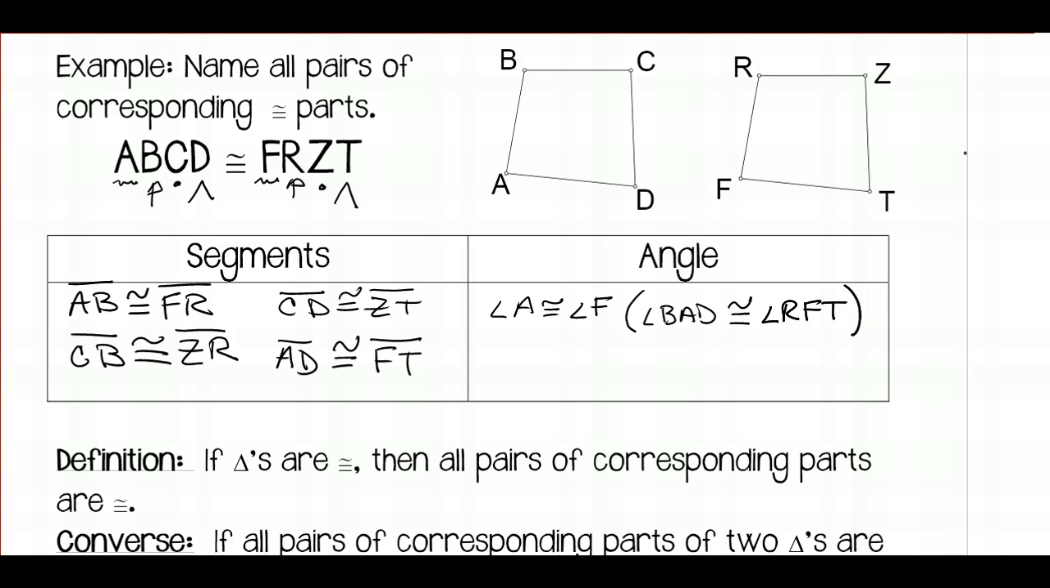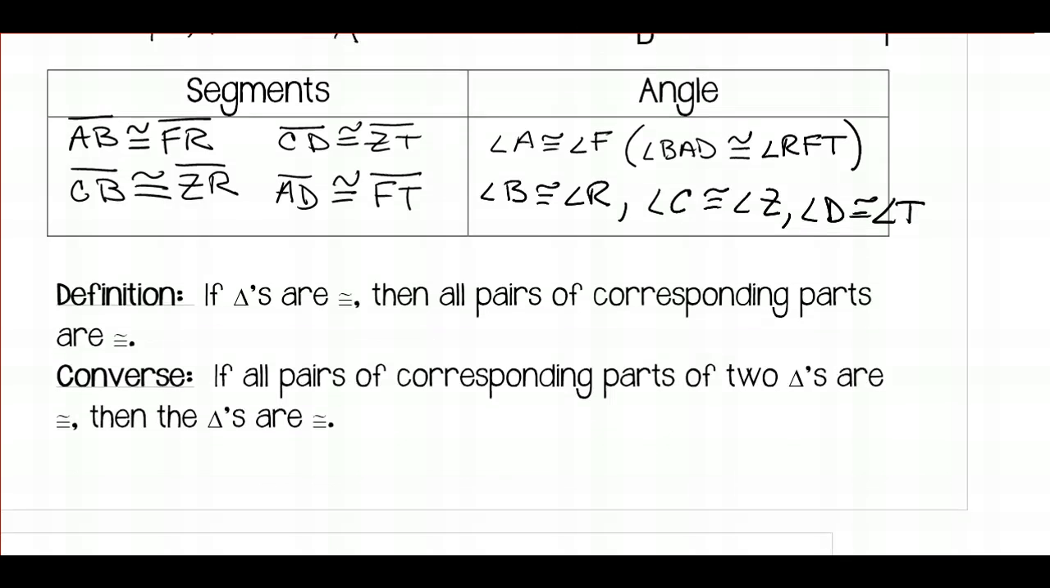Okay, in this case we only need to use one letter, so for the remainder of them I'm just going to use one letter, but keep in mind the corresponding order of the letters naming angles is going to be important as well. So then we've got angle B is congruent to angle R. That's another pair of corresponding angles for these two congruent quadrilaterals. Angle C is congruent to angle Z. And the last one would be angle D congruent to angle T.